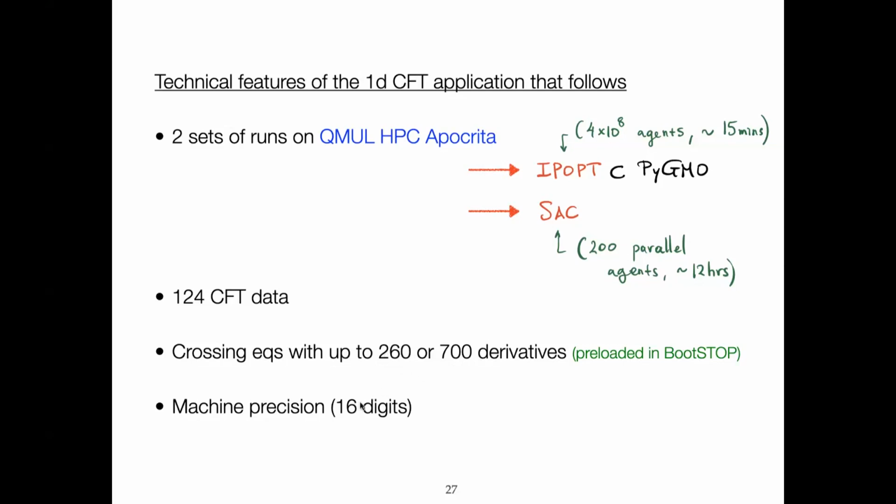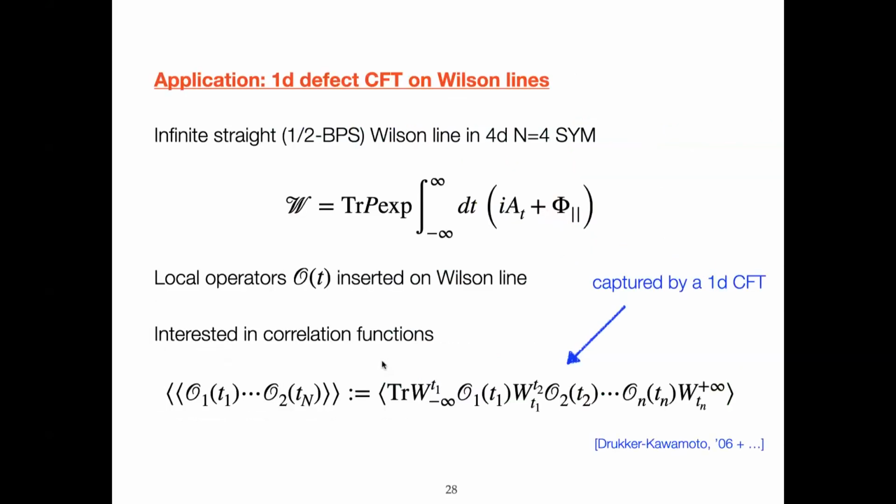Machine precision is very low. We used machine precision, 16 digits, so pretty cheap. And now I'm ready, in the last few slides, to tell you what results we obtained. Are there any questions up to this point?